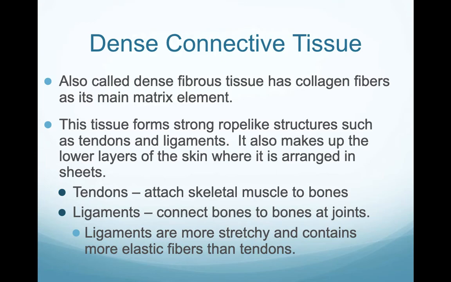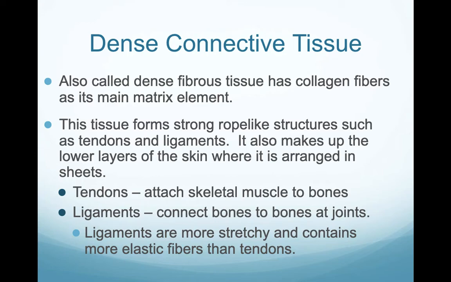All right, our next one is your dense connective tissue. This is because it has all these collagen fibers making up its matrix, making it very strong. It's very rope-like structures, such as our tendons and ligaments. These are dense connective tissues. If you've ever tried to chew on one because you got it in your chicken or something, it's super tough.